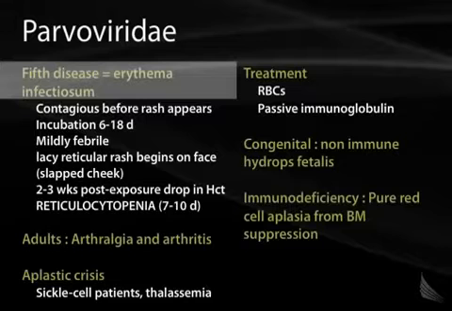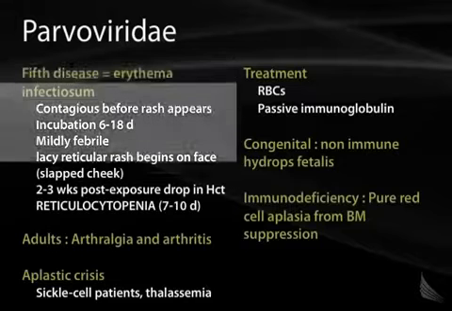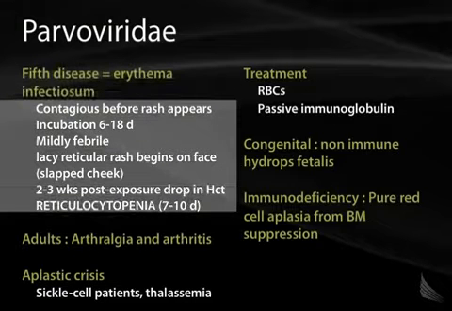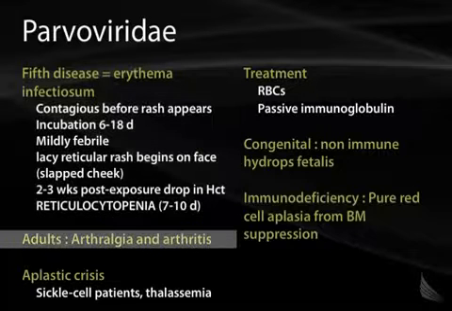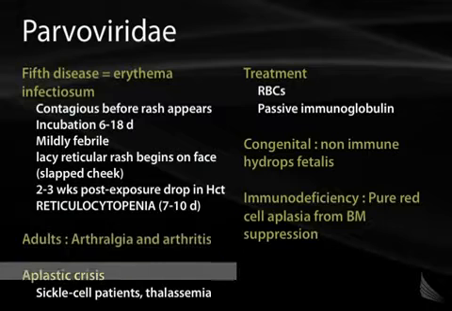Parvovirus causes fifth disease, which is erythema infectiosum. You're contagious before the rash appears. You have an incubation of 6 to 18 days, and you have a mild fever. You'll often show up with a lacy reticular rash that starts on the face. It has a slapped cheek appearance. After 2 to 3 weeks post-exposure, you have a drop in the hematocrit, and you can get reticulocytopenia because parvovirus infects erythroid precursors. Adults can have arthralgia and arthritis.